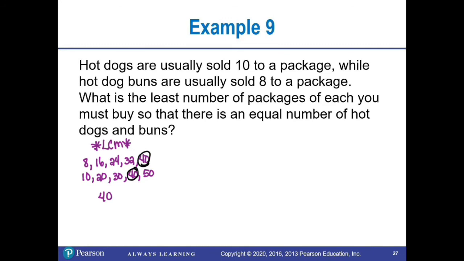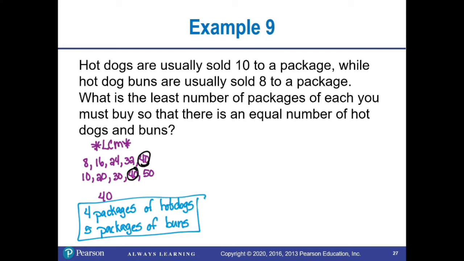Now the problem doesn't ask me how many hot dogs and how many buns. That's what this 40 represents. I'd have 40 hot dogs, 40 buns. The problem asks me how many packages. Well, to get 40 hot dogs, 40 divided by 10 hot dogs gives me 4 packages of hot dogs. And since there are 8 buns to a package, 40 divided by 8 tells me I would have 5 packages of buns.